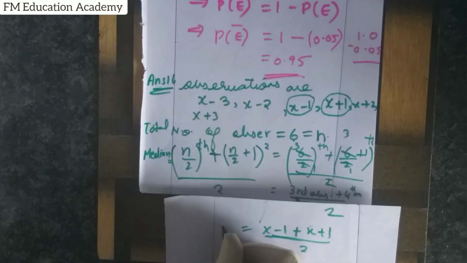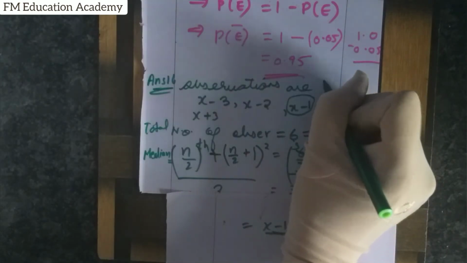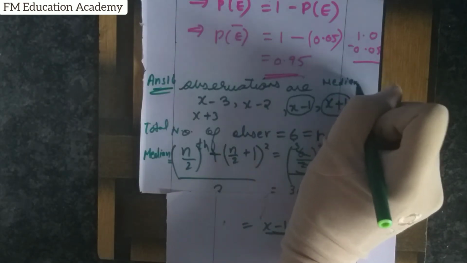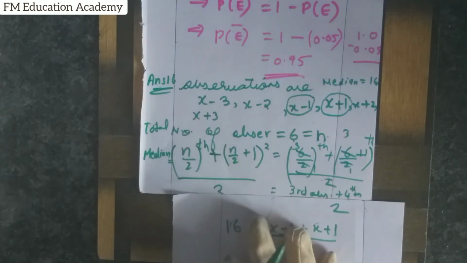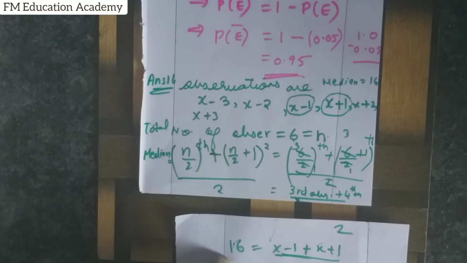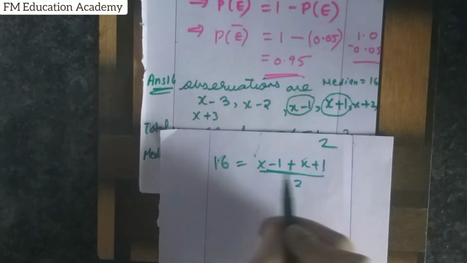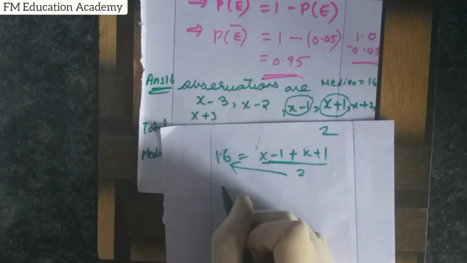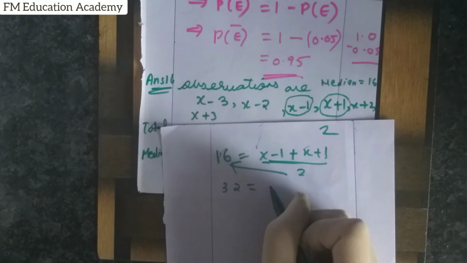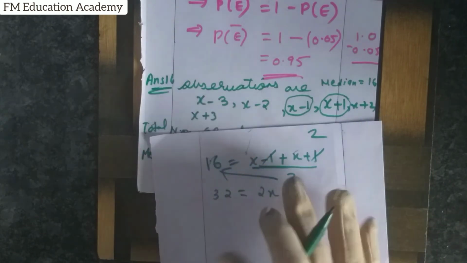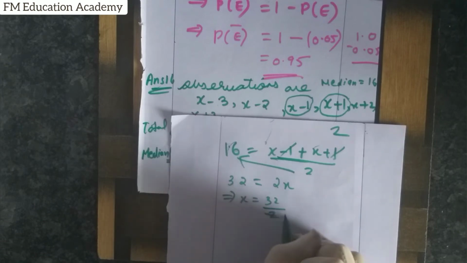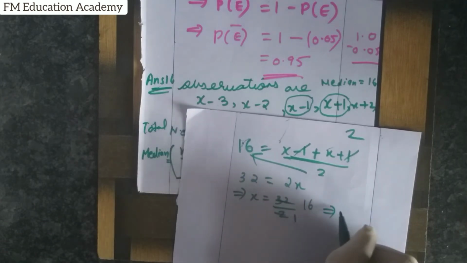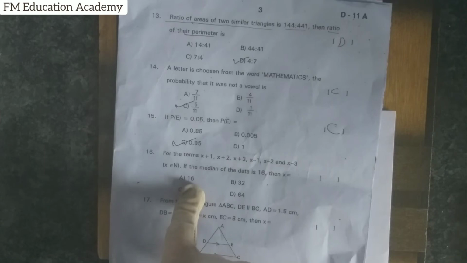The median is given in the question as 16. So 16 equals this expression, where I have substituted 16 in place of the median. The 2 will go to the other side: 16 twos are 32, equals x plus x, which is 2x, and minus 1 and plus 1 get cancelled. So x is equal to 32 by 2, which is 16. And that is option A.